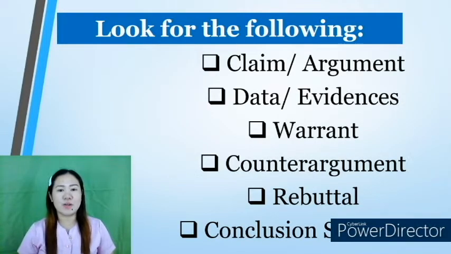Now that you are already familiar with the parts of argumentative texts, here are the things that you should look for in extracting information from an argumentative text. Number 1, claim or argument. Number 2, data or evidences. Number 3, warrant. Number 4, counter-argument. Number 5, rebuttal. And number 6, conclusion statement.